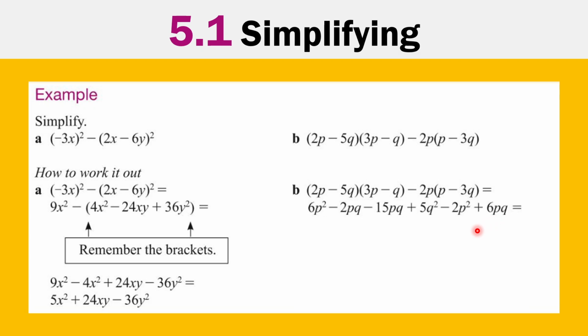And now it's just a puzzle. Add those things together which have the same letter combination and put them in alphabetical order, please. 6p squared minus 2p squared is 4p squared, minus 2pq minus 15pq plus 6pq will give you minus 11pq, and then you are left with plus 5q squared.